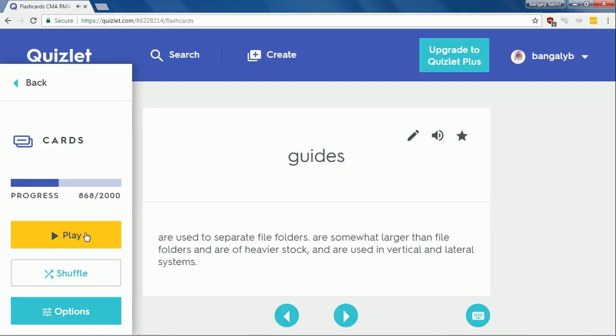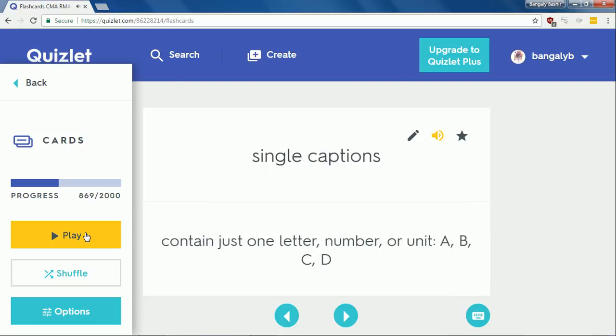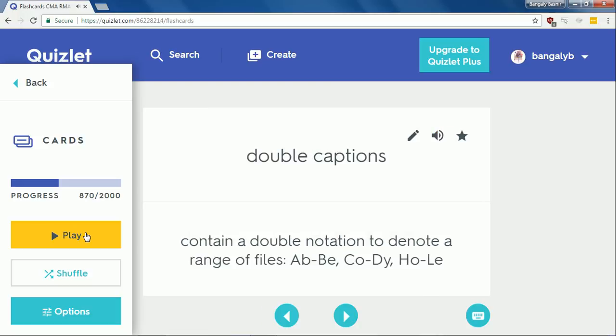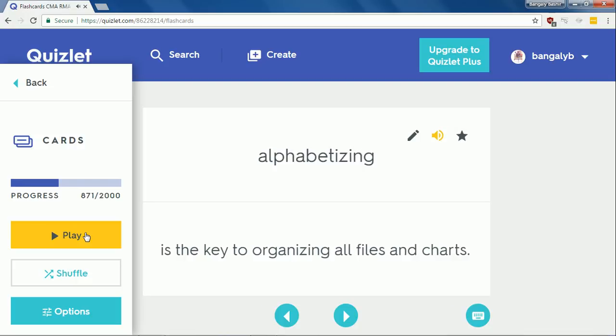Guides are used to separate file folders. They are somewhat larger than file folders, are of heavier stock, and are used in vertical and lateral systems. Single captions contain just one letter, number, or unit: A, B, C, D. Double captions contain a double notation to denote a range of files, such as FB, CO, DI, HO, LA. Alphabetizing is the key to organizing all files and charts.